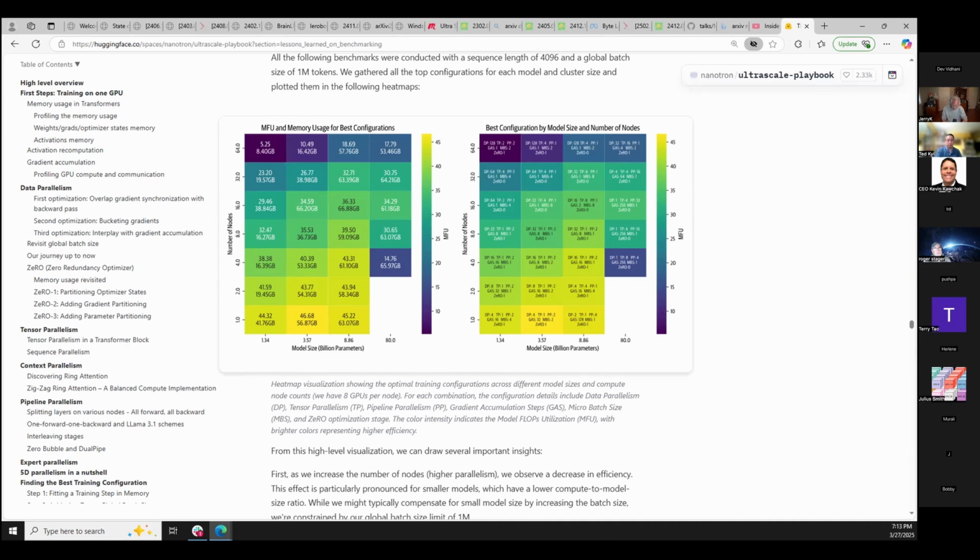Yeah, okay. So I have one more question. In the case of tensor parallelism versus pipeline parallelism, you're going to have more communication with tensor parallelism compared to pipeline parallelism, right? Among GPUs.